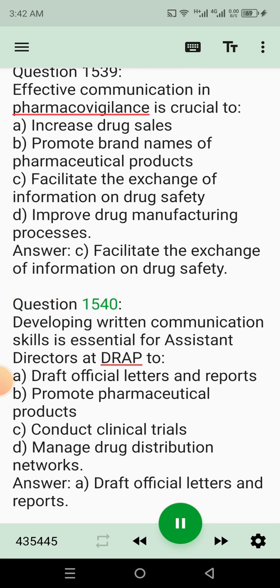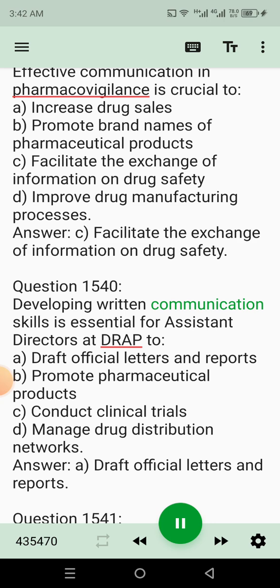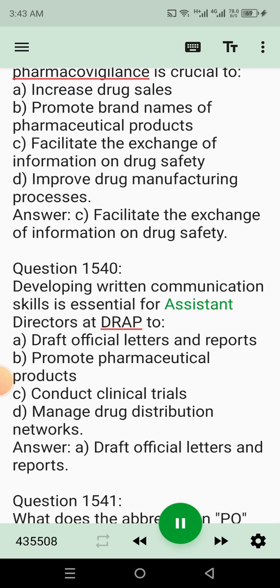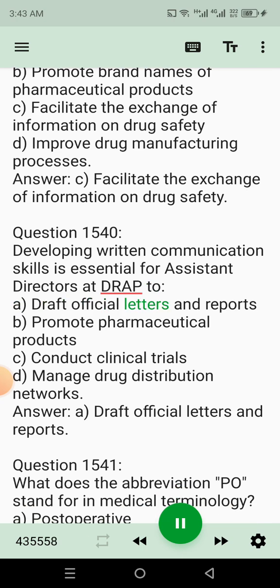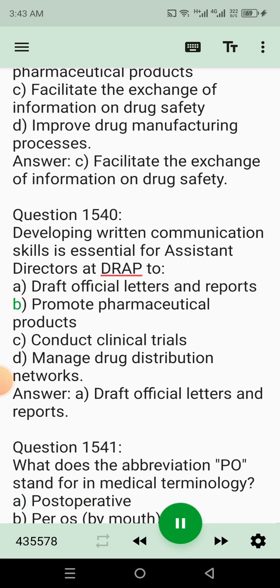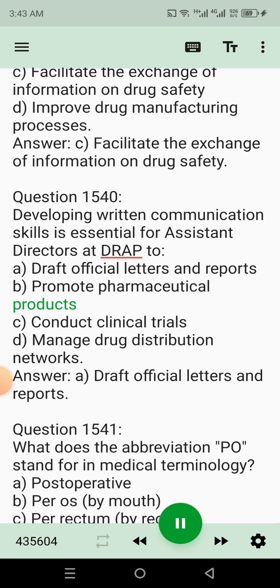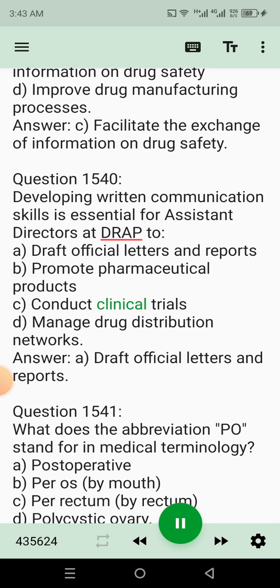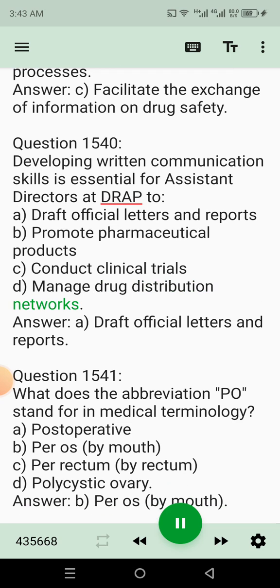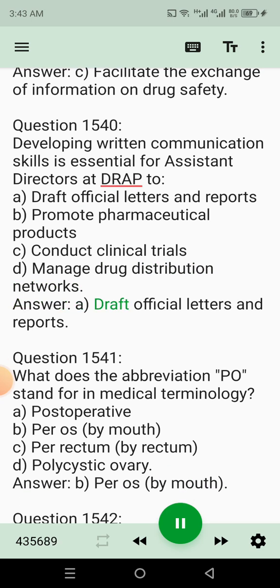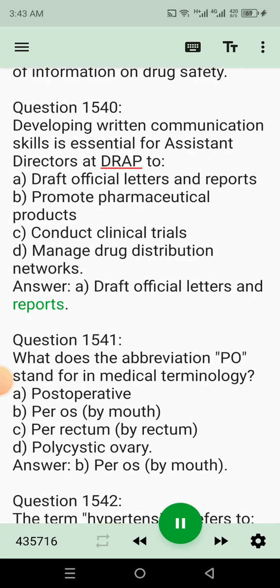Question 1540. Developing written communication skills is essential for assistant directors at DRAP to A. Draft official letters and reports. B. Promote pharmaceutical products. C. Conduct clinical trials. D. Manage drug distribution networks. Answer. Draft official letters and reports.